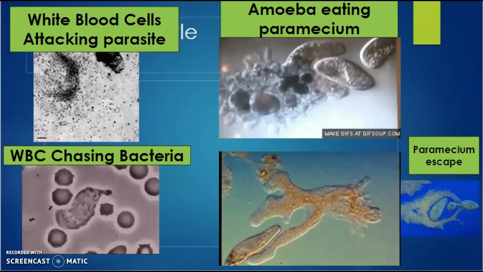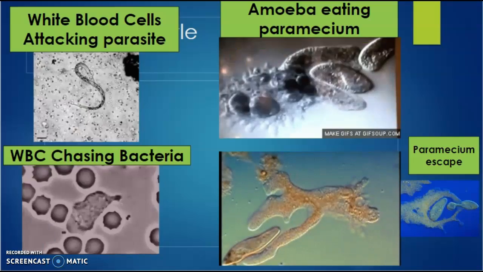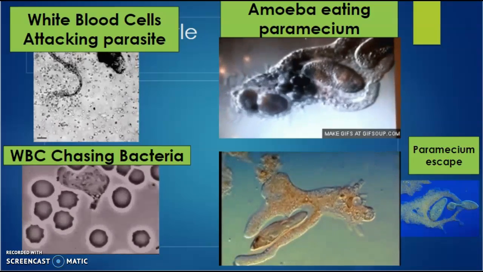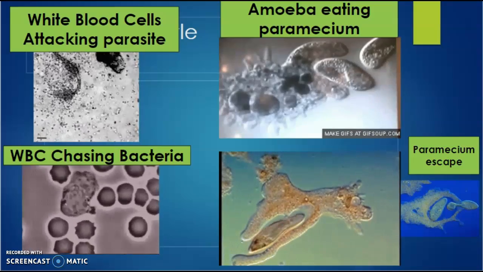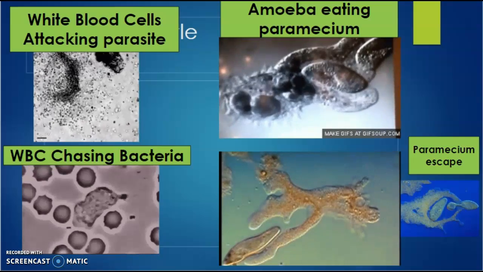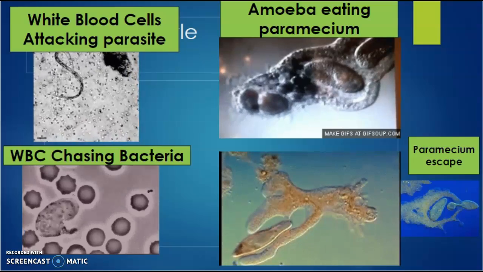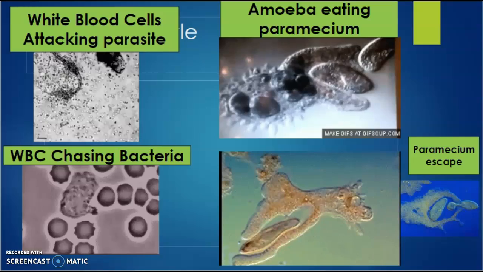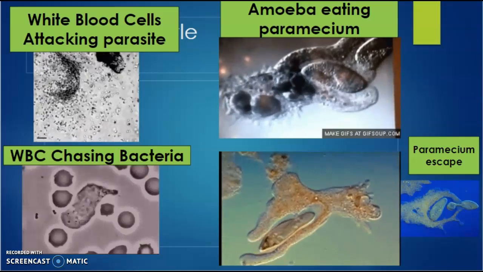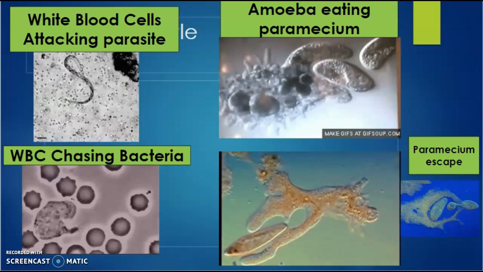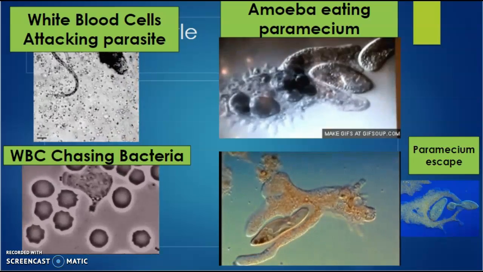Okay, now we can look at the different types of engulfing that happens inside of our cell. We have in the first picture on the left a white blood cell attacking a parasite. So what are they doing? They're forming vesicles around the parasite. We have an amoeba eating on the top right-hand side, and you see the amoeba, it's actually forming around the food particle through phagocytosis and bringing that food material into the cell.